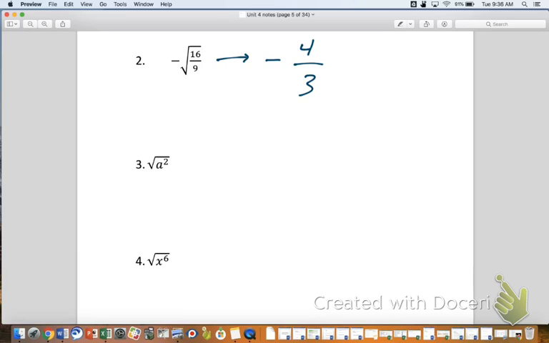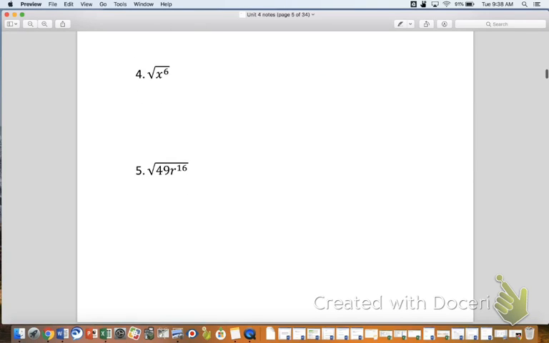A. A times A is A squared, right? Like that's the meaning of what A squared is. So what number or what expression times itself is A squared? The answer is A. Make sense? You guys have any questions on that one? Okay, let's go a little bit deeper. Take a look at number 4. This one is not the square root of A squared.